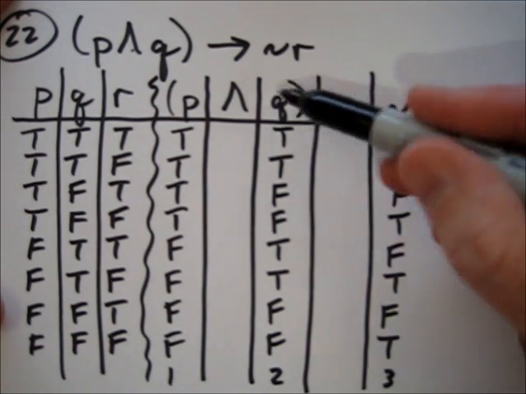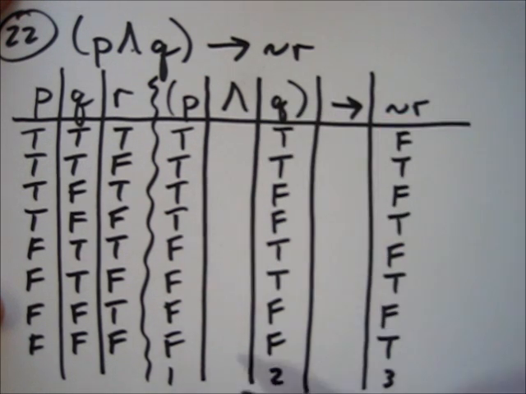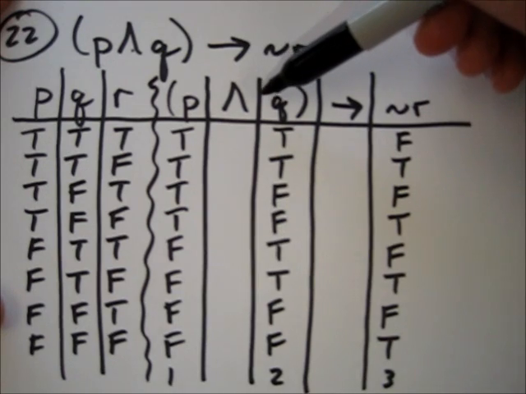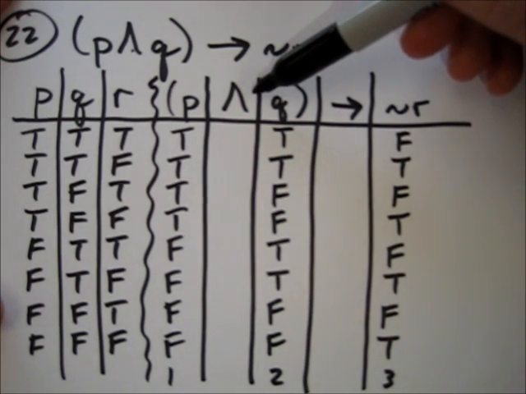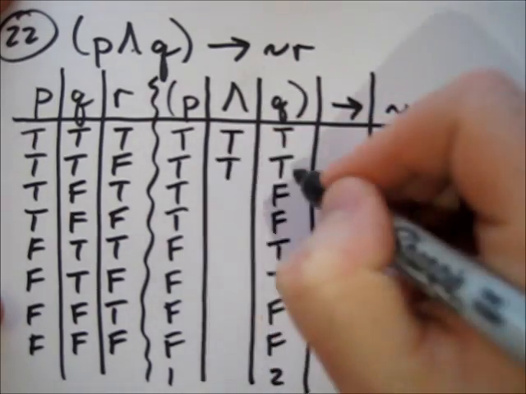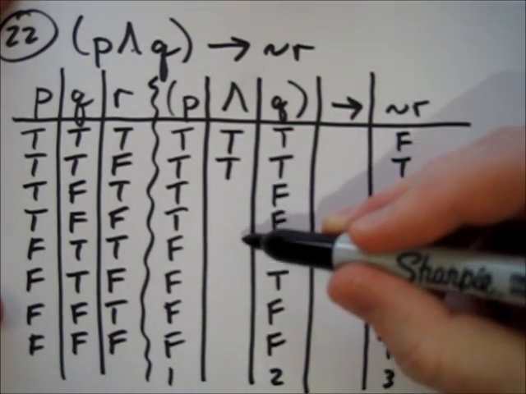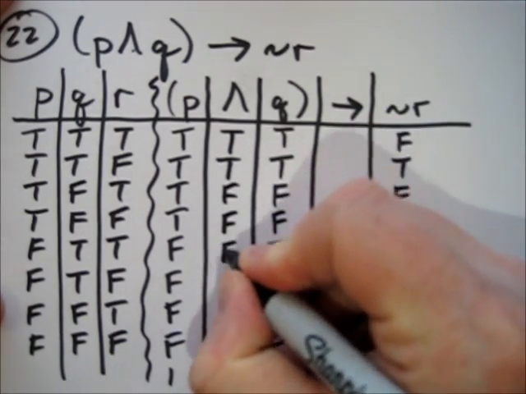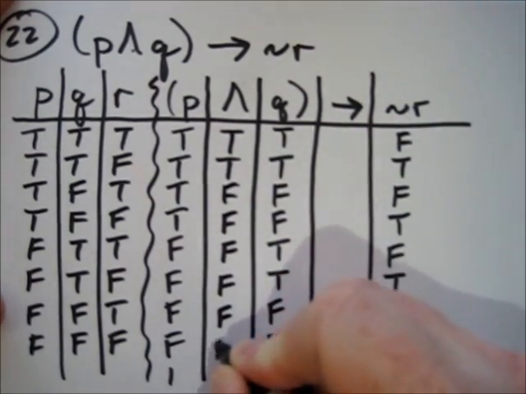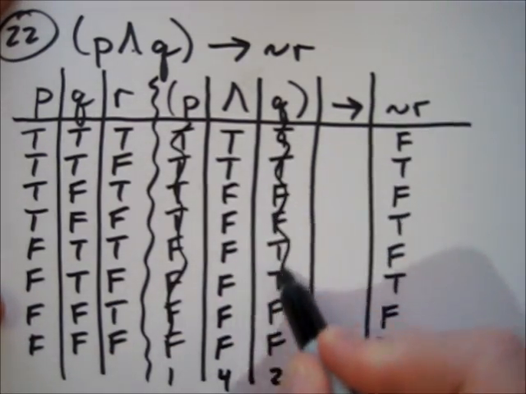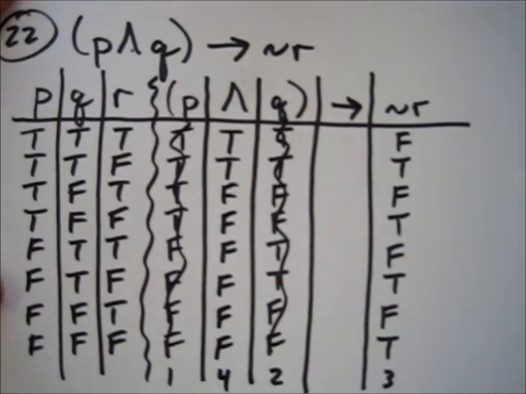Okay, so working inside the parentheses, I need to do the conjunction first of columns 1 and 2. The rule for the conjunction says the conjunction is only true if both things you're comparing are true. So that's true here and here because both are true. Everywhere else in this column you're going to get false because at least one of the statements is false. And I'll call this column 4. I used columns 1 and 2 to make column 4, so I'll never use those again.